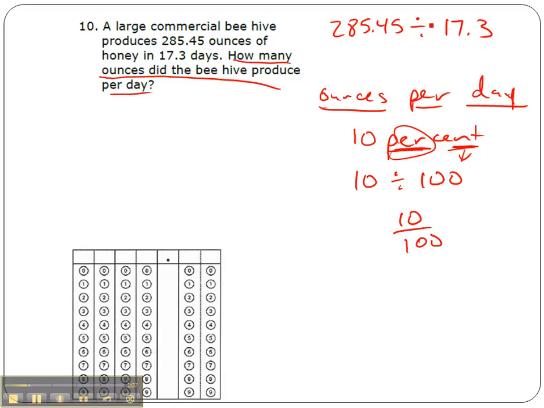Okay, so we don't want to divide by a decimal ever, so we want to move that decimal to make this a whole number. Now it's a whole number, it's 173. I can do that as long as I do the same thing to this number, my dividend. So move this decimal one place to the right also. That makes this number 2854.5. And then we can just set up the division.